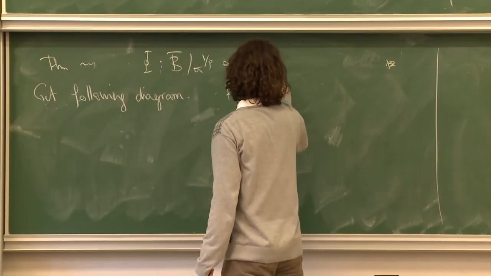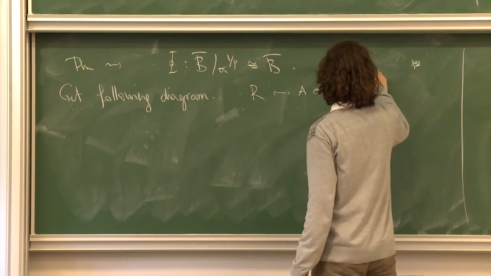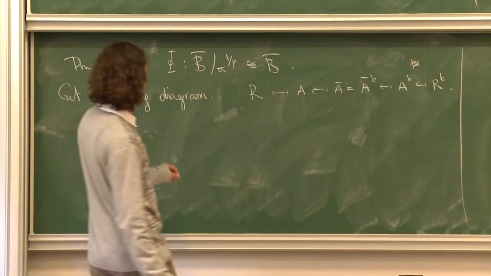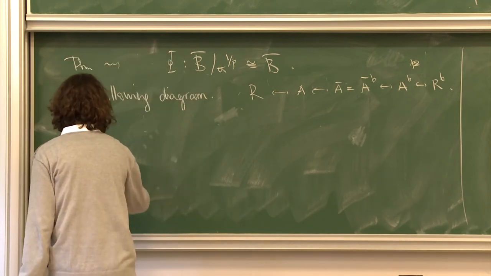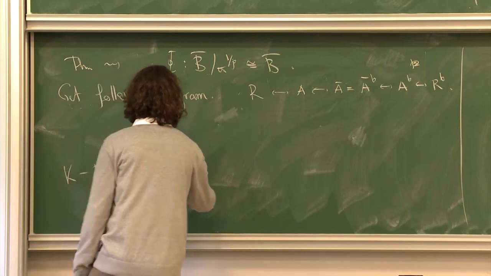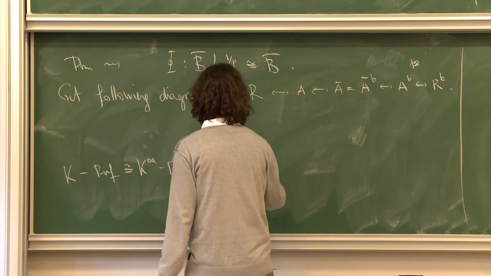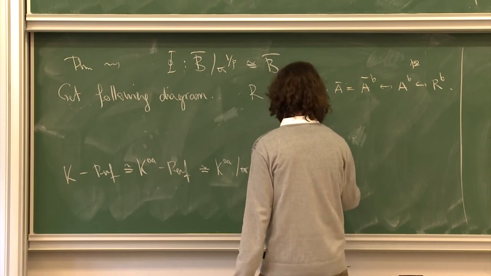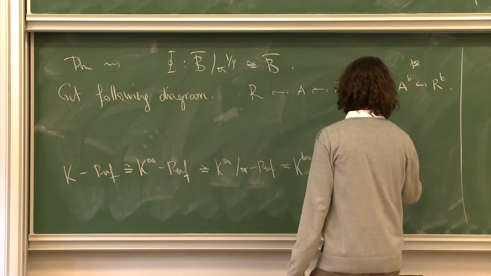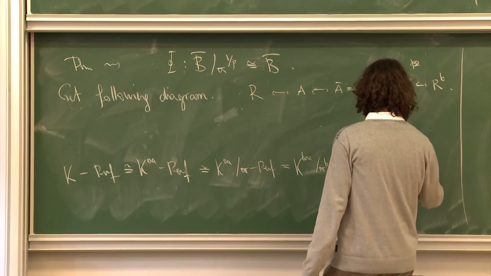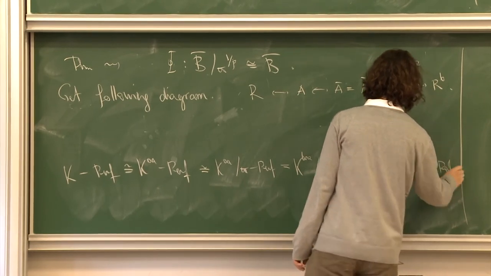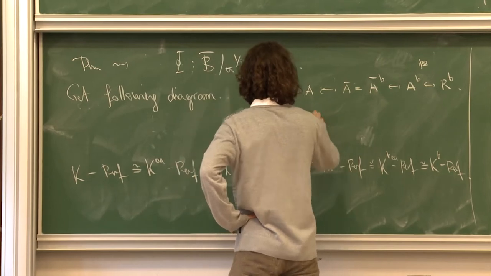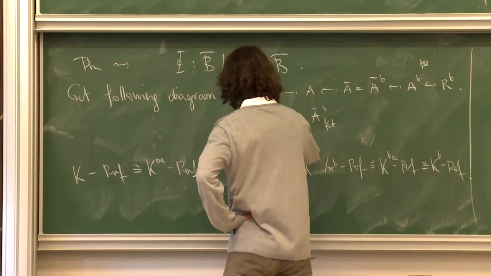So we have some R corresponding to A corresponding to A bar, which is then the same as A bar flat. And then we lift this to some A flat, and then we lift to R flat. So let these be fixed somehow. And then we have all of these equivalences of categories. And so in the middle, we have A bar finite étale, A bar flat finite étale. And we have just seen that there are these functors.